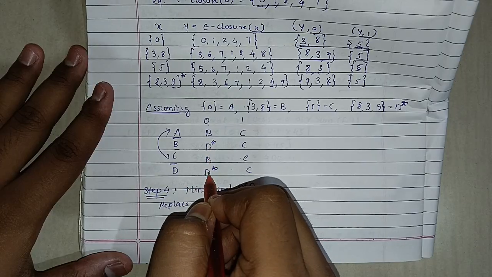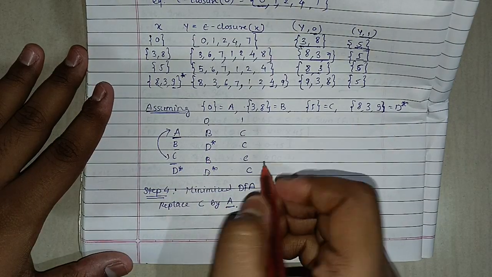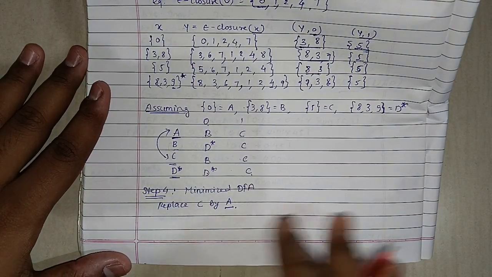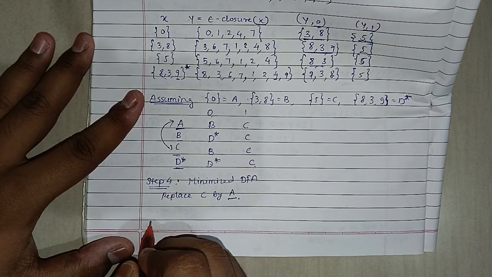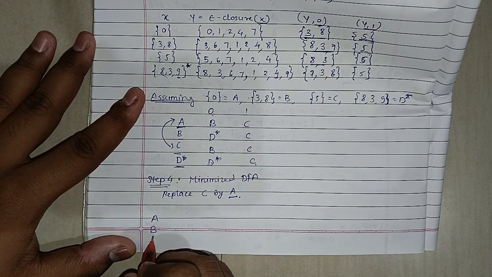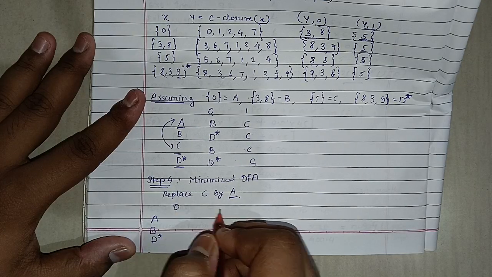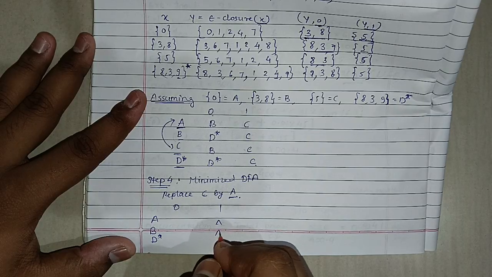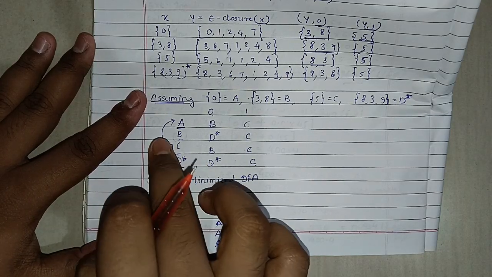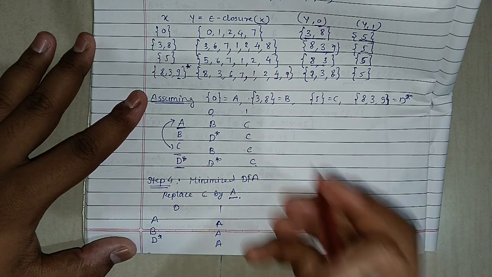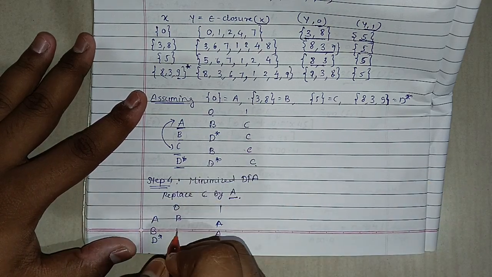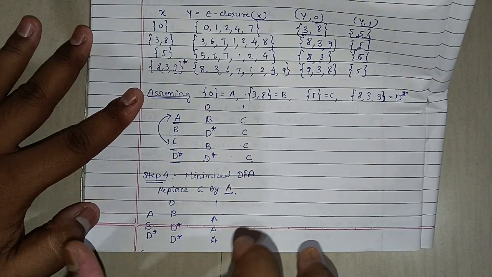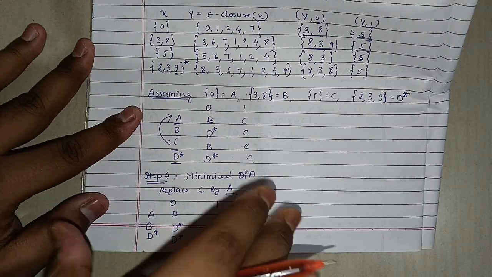Now you will think these are also the same, but why can't we replace this? Because this is a final state D and B is a non-final state, that's why. Okay, now I will draw again A, B, D, 0, 1. Now see, since we are replacing C by A, in the place of C there will be A, and this C state line will be deleted from the table. Now see B, it is B, same D, D. Now this is our minimized DFA because we can't minimize further. So this is the final minimized DFA.